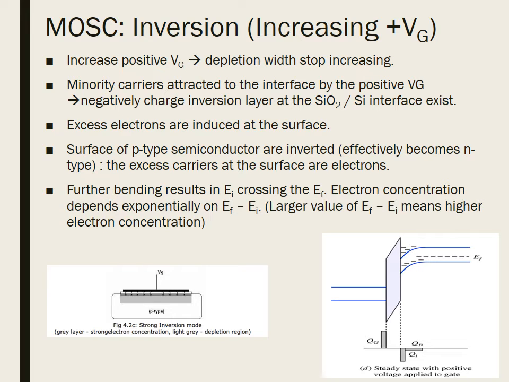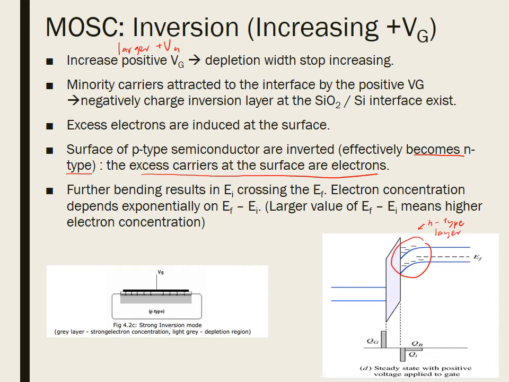Further increasing positive Vg, when Vg crosses threshold voltage, the increase in depletion region width stops. There exists a negatively charged inversion layer at the oxide-semiconductor interface in addition to the depletion layer. This inversion layer is due to the minority carriers that are attracted to the interface by the positive gate voltage. Excess electrons are induced at the surface. The surface of the p-type semiconductor then has been inverted, meaning it effectively becomes n-type. At this time, there are more electrons than holes. Thus, the excess carriers are electrons.